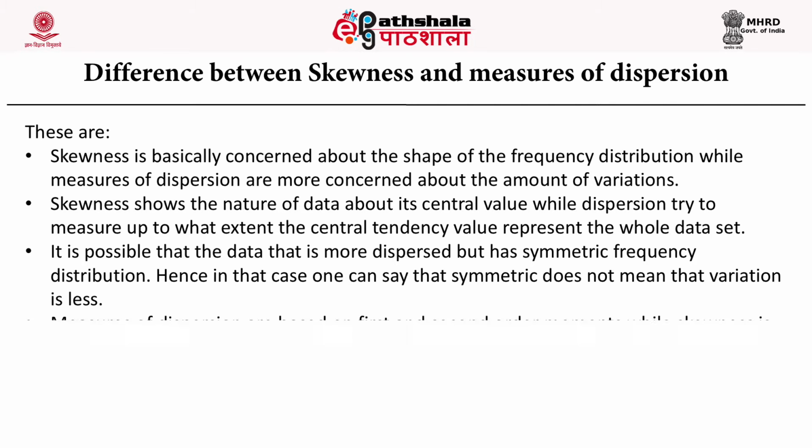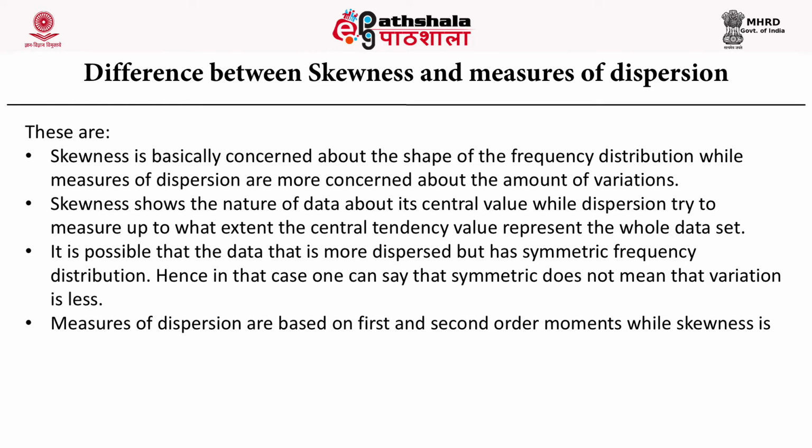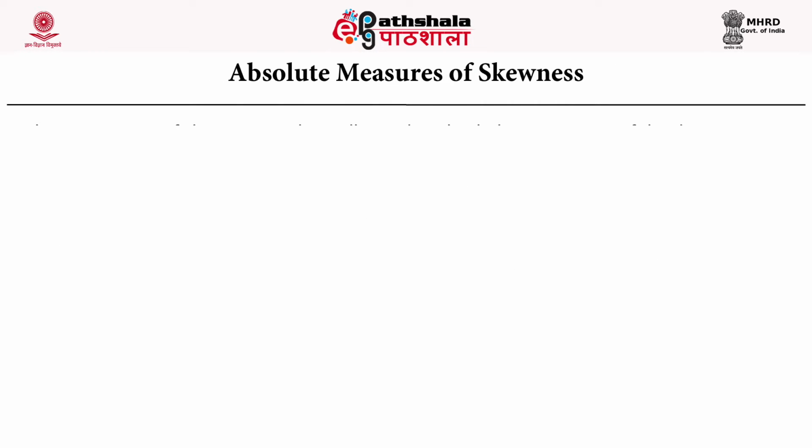It is possible that data is not dispersed but has a symmetric frequency distribution. Hence, in that case, one can say that symmetric data does not mean that variation is less. Measures of dispersion are based on first and second order moments, while skewness is based on first, second and third order moments.